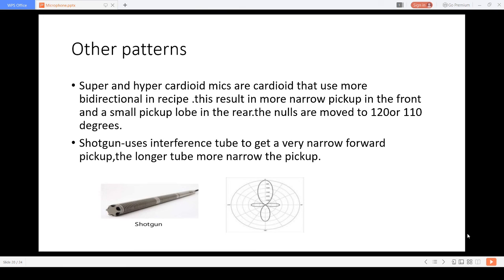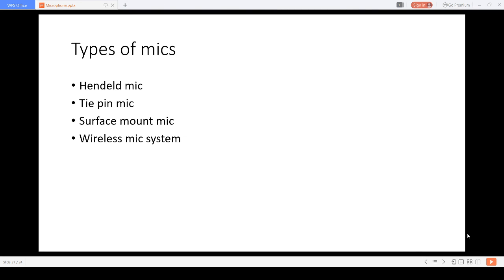Other patterns are super and hyper cardioid mics, which are cardioids that use more bidirectional component in reception. These result in a narrower pickup in front and a small pickup lobe in the rear. The nulls are moved to 120 degrees or 110 degrees. A shotgun mic uses an interference tube to get a very narrow forward pickup. The longer the tube, the narrower the pickup. There are other types of microphones like handheld mic, tie-in mic, surface mount mic, and wireless mic system.